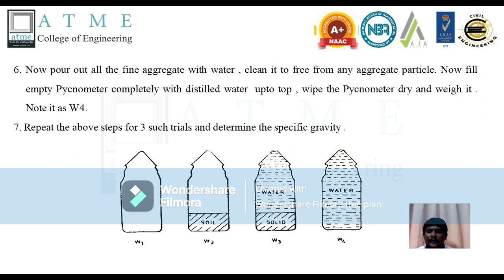Now fill the empty pycnometer completely with distilled water up to the brim level, wipe the pycnometer dry and weigh it. Note the value as W4. Repeat the above steps for 3 trials to get a concordant value of the specific gravity. In the above figure, you can observe what W1, W2, W3 and W4 are.